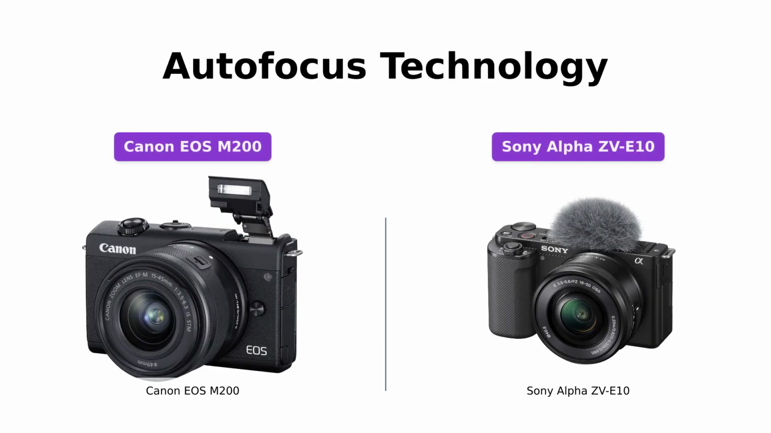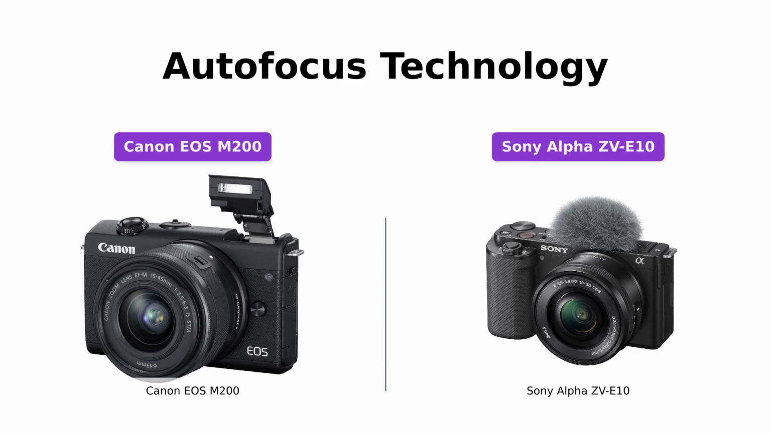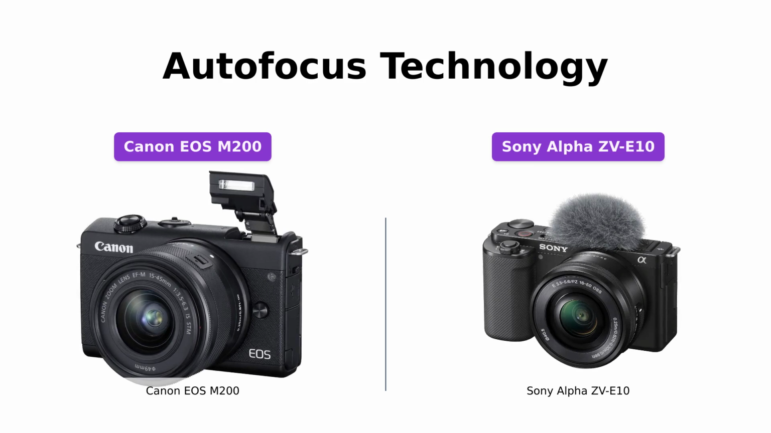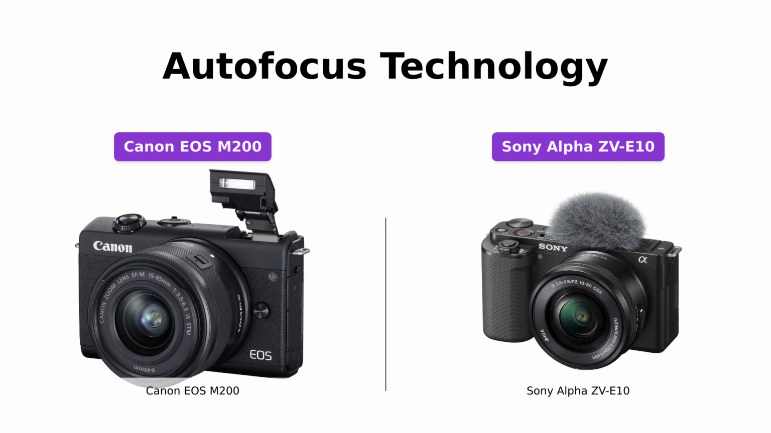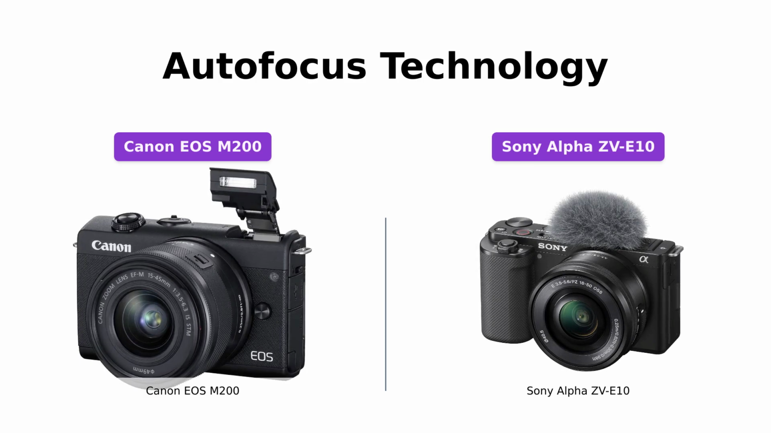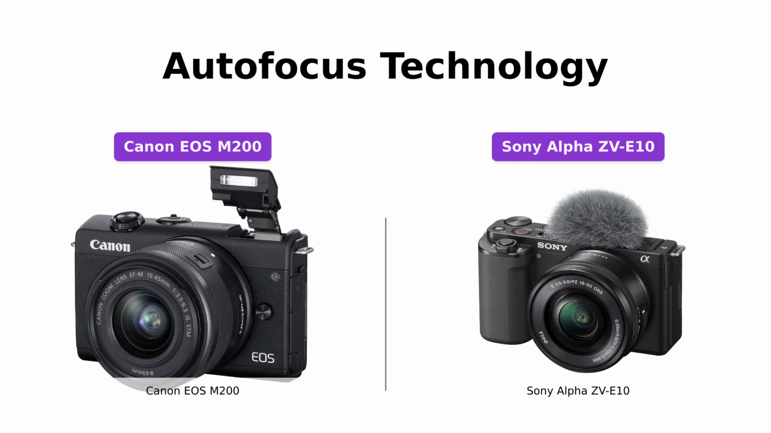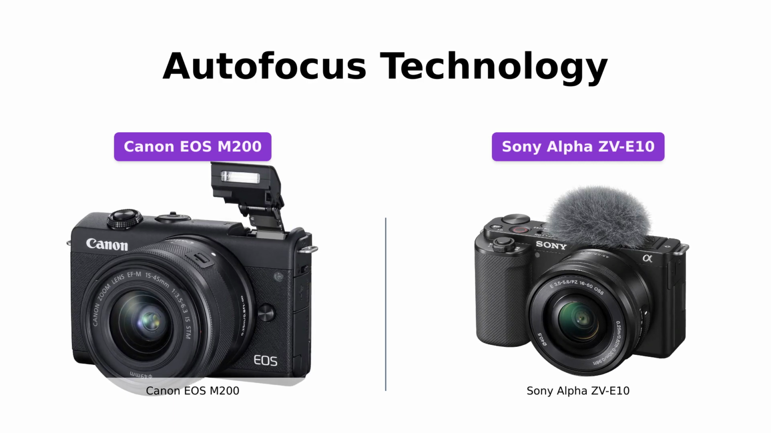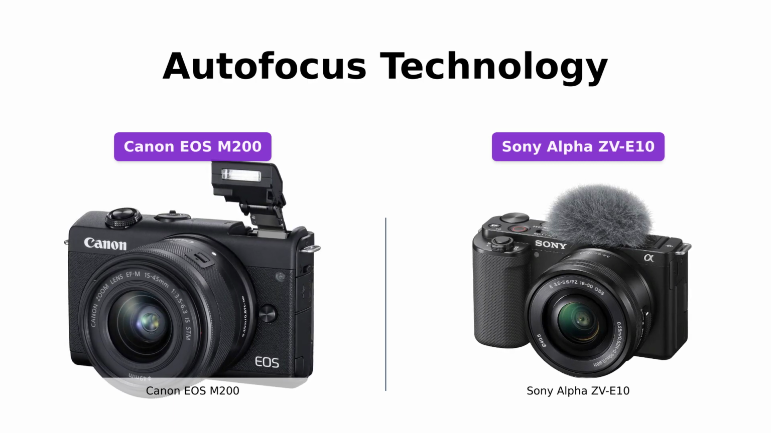When it comes to autofocus, both cameras excel in their own ways. The Canon EOS M200 features fast and accurate Dual Pixel CMOS AF with eye detection AF, ensuring your subjects are always in focus. Similarly, the Sony Alpha ZV-E10 utilizes advanced autofocus technology to track subjects effortlessly. You can trust both cameras to deliver tack-sharp focus in any situation.